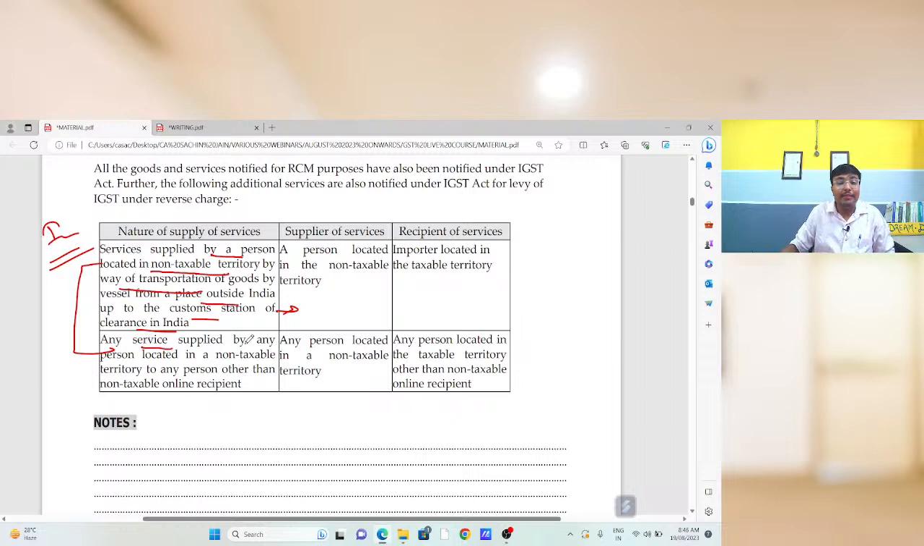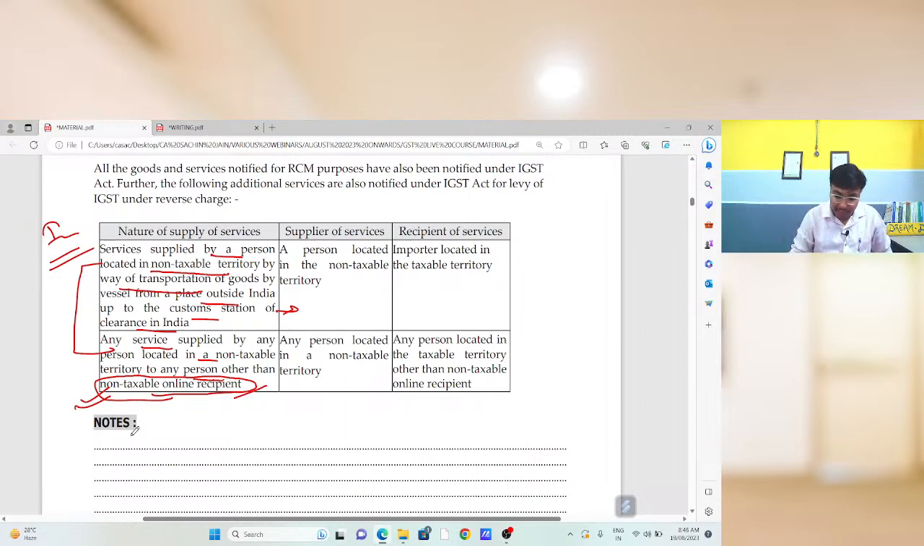Next service: any service supplied by any person located in the non-taxable territory to any person other than a non-taxable online recipient. We are going to discuss this concept also in detail at the time of our discussion on section 14 of the IGST Act. So for now, leave this concept aside. When any person who is situated in non-taxable territory, that means outside India, makes any supply to the taxable territory, in that case the same should be treated as import and RCM will be applicable on that type of supply. So conclusively we can say, in case of import of service, reverse charge mechanism is applicable.